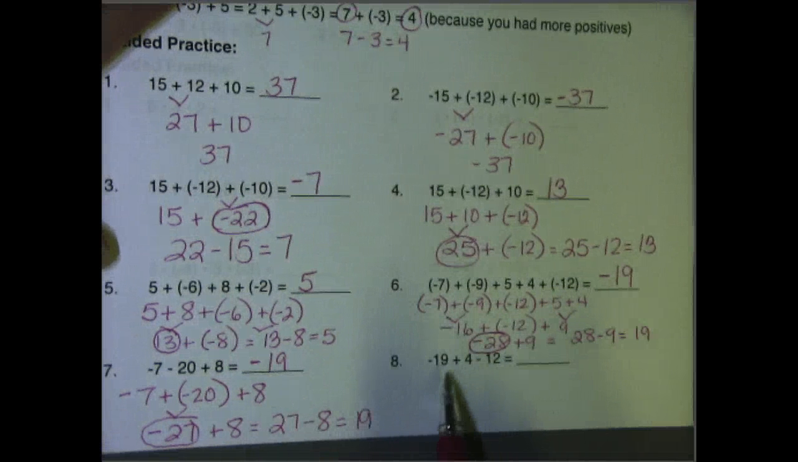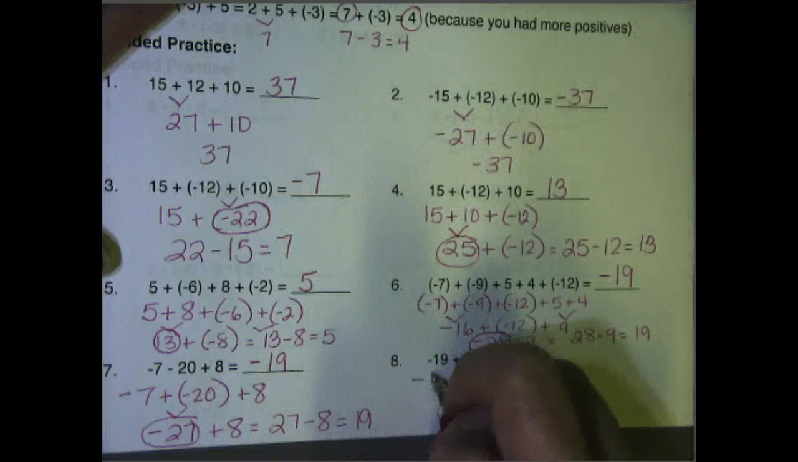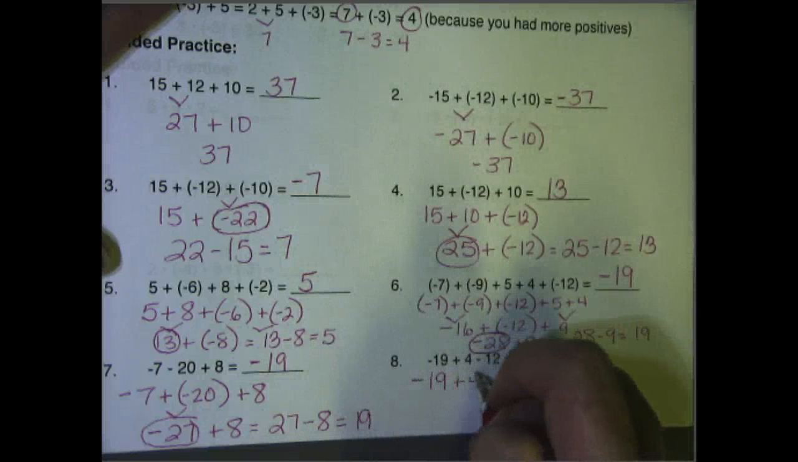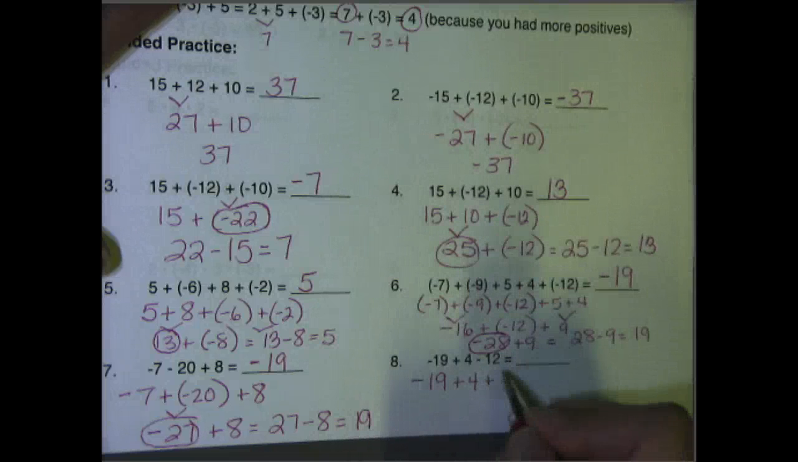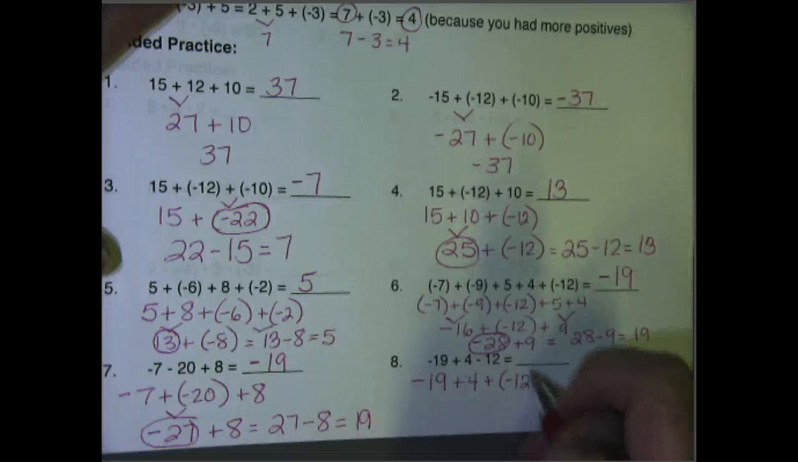On number 8, negative 19 plus 4 minus 12. So let's use our subtraction rule. Negative 19 plus 4. 4 stays the same. Subtraction becomes addition. 12 becomes negative 12.